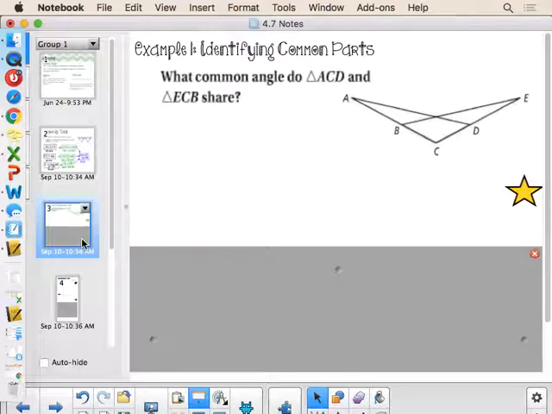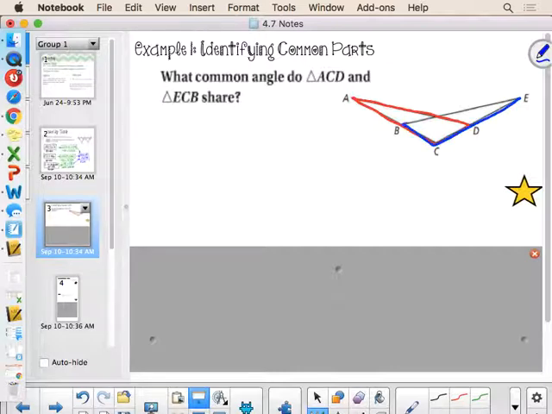So what common angle do triangle ACD and triangle ECB share? So maybe it's helpful for me to highlight the triangles that we're talking about. So we're talking about triangle ACD. So here's this triangle right here, ACD. This is where maybe having highlighters or pens might be helpful. And triangle ECB. So those are my two triangles. And I'm trying to figure out what piece they have in common, aka what angle do both triangles have in common. So what do they share?